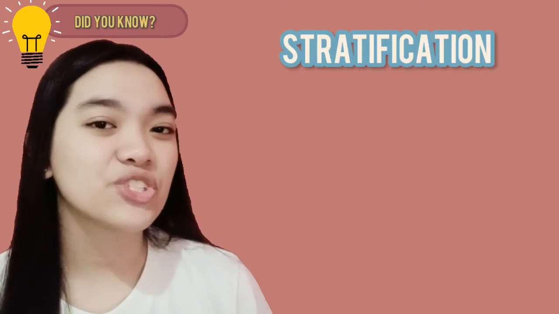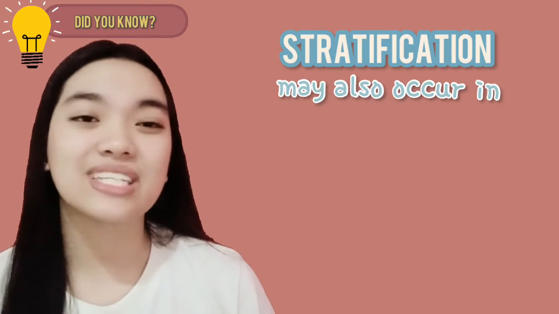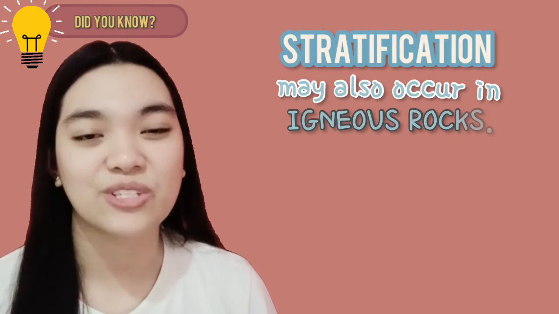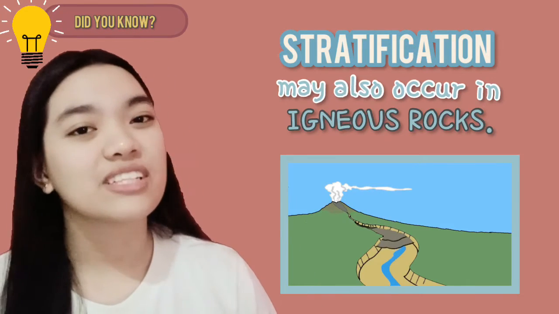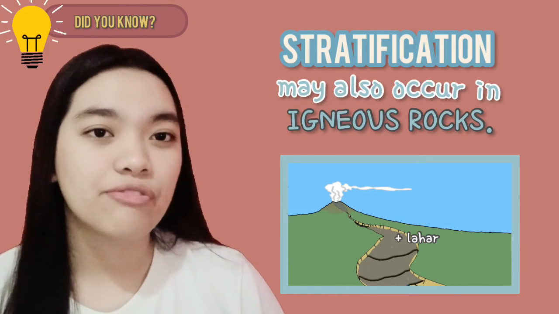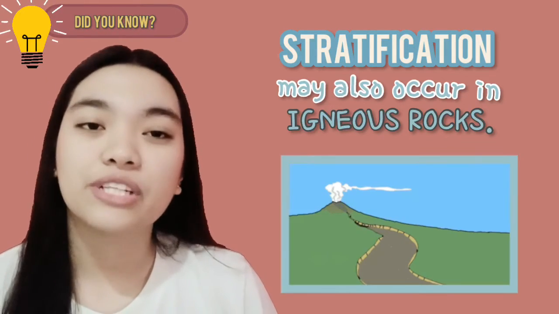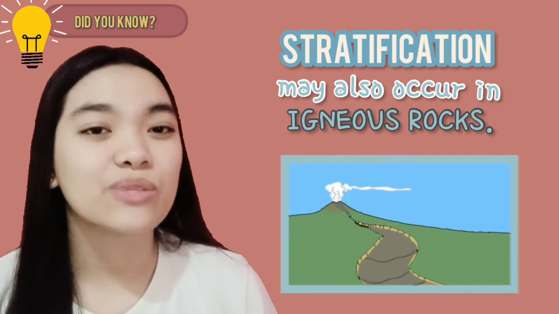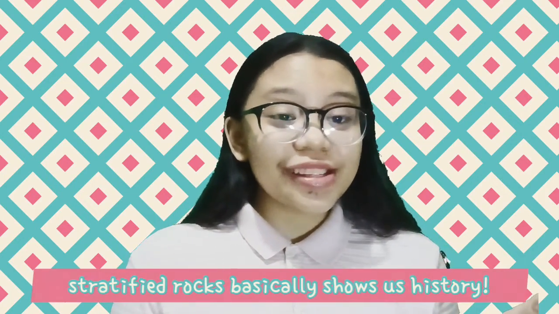Furthermore, stratification or layering of rocks occurs not only in sedimentary rocks but also in igneous rocks. For example, a volcano erupts and spews lava and mud flows called lahar. When they solidify, a layer will be formed, and when the volcano erupts again, the process will repeat and form another layer. Whew! What a ride! Stratified rocks go through such a process. We may not be able to witness everything, but we can somehow watch and be part of the process. Stratified rocks basically show us history.